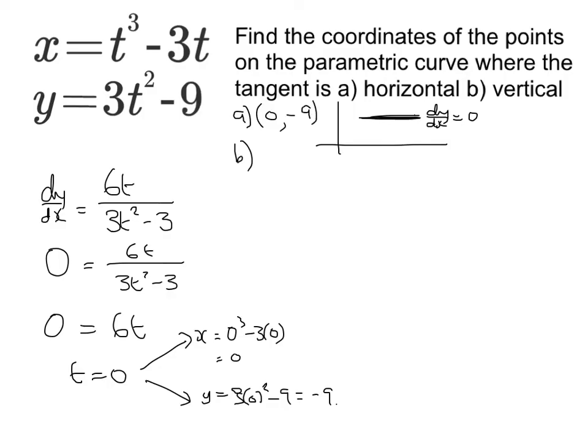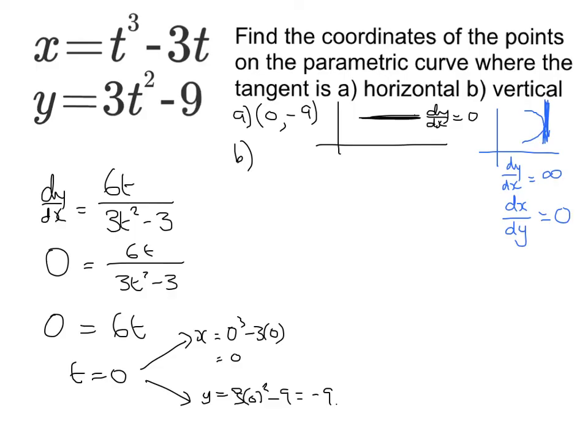Okay, let's have a look at part B. Now in part B, we're asked to find where the tangent is vertical. So the curve must be coming round like this and the tangent's vertical. Now you can kind of think of that as dy by dx being infinity. It's an infinite gradient. But we know that dy by dx is the reciprocal of dx by dy. So if dy by dx is infinite, then dx by dy must be 0.